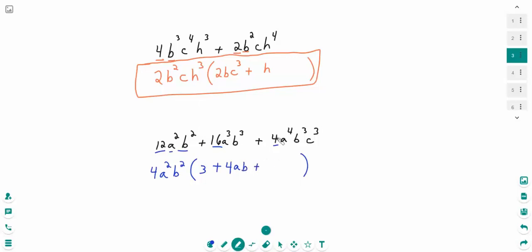Moving on to our third term, 4 divided by 4 is 1. a to the fourth divided by a to the second is going to be a to the second. b to the third divided by b to the second is going to be a b. And c to the third divided by nothing over here is just going to give us c to the third. Right? That one, nothing happens to him. All right, that would be then our factorization of that expression.